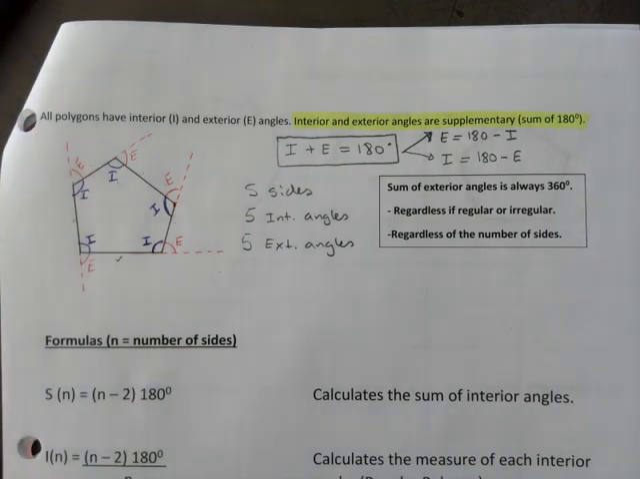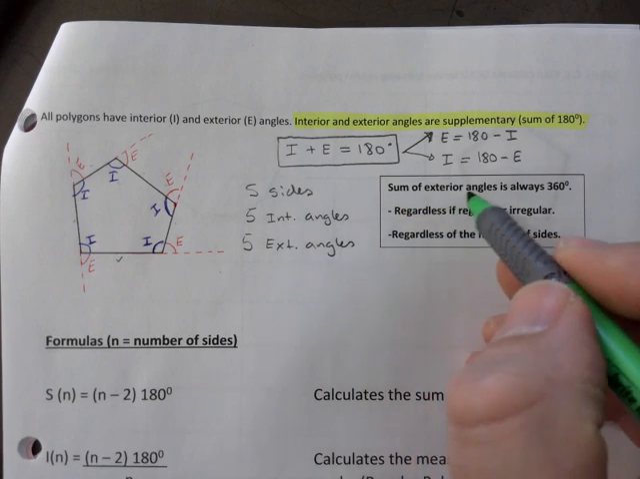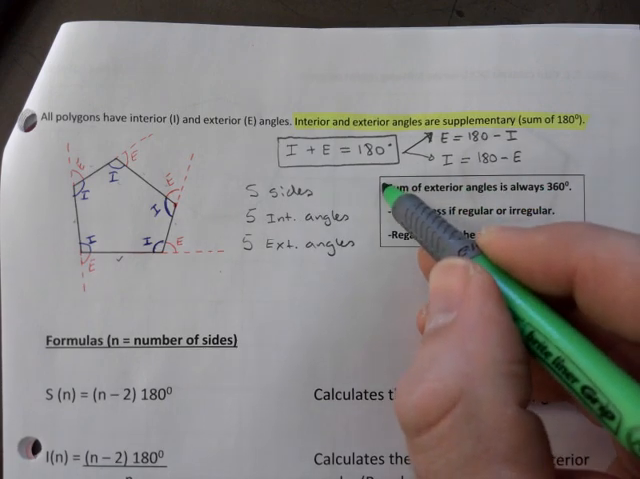This is important here. Watch this one right here. The sum of exterior angles is always 360.